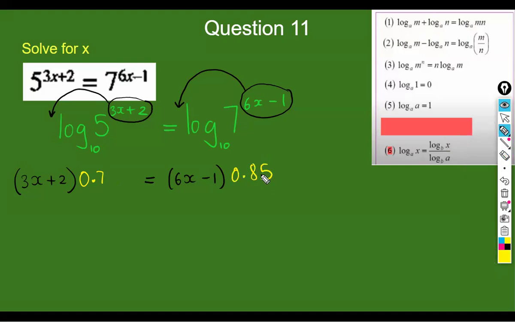Here's what you need to do now. Multiply everyone in the brackets. Remember, the 0.7 is outside. Multiply everyone in the brackets by 0.7, and then multiply everyone in the brackets by 0.85. And then solve for x. Get all the x's on one side and everyone else on the other side. It's a regular boring maths question now, right? When you solve for x, that will be the end of that question.